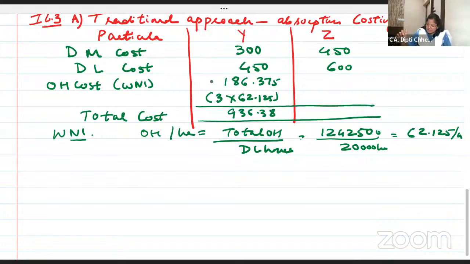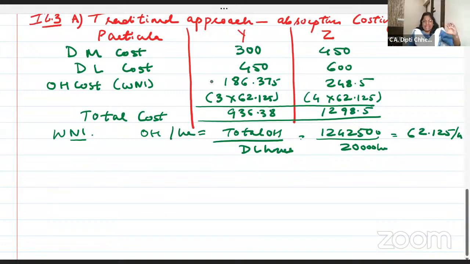Memory again 62.125 per hour. And here each unit requires 4 hours. So this is 248.5 plus 600 plus 450. It is 1298.5. Done. Easy. Material and labor cost we have copied.